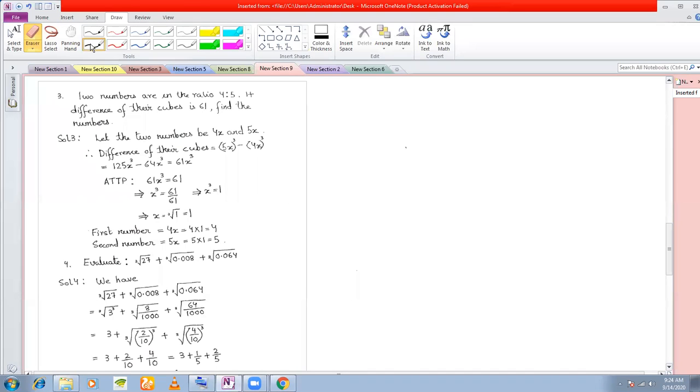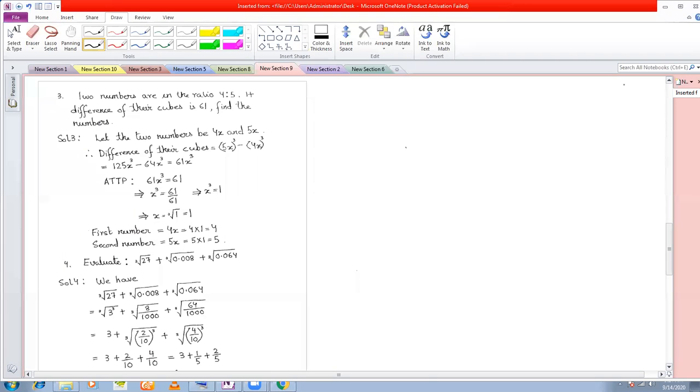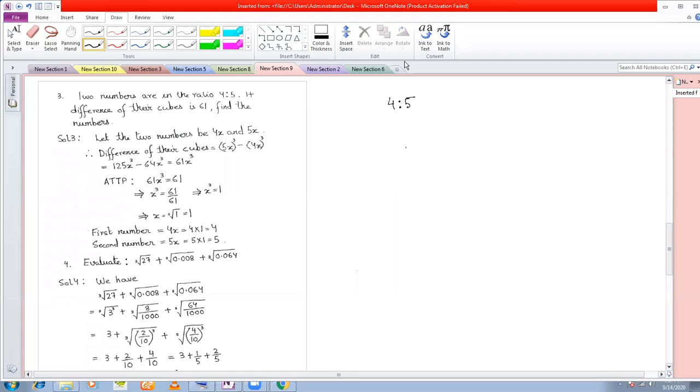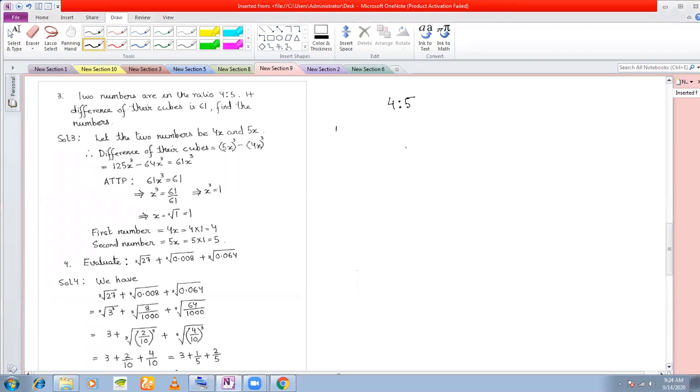The question here is two numbers are in the ratio 4:5. Any two numbers are in the ratio 4:5. If the difference of the cubes is 61, find the numbers. Okay. So two numbers are given to be in the ratio 4:5. This is the ratio of the numbers. That means if the ratio of the numbers is 4:5, you can take one number to be 4x and the other number to be 5x.